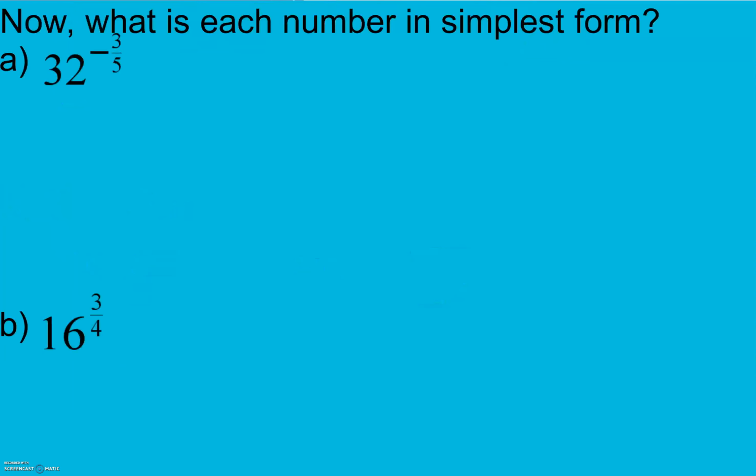Feel free to pause here and give these a try first if you'd like. First thing I'm going to do is get rid of that negative exponent. I'm going to move it to the denominator. This is going to give me 32 to the positive 3/5 power. So again, to get rid of my negative, I take it to the opposite part of my fraction and make it positive. Now, this is really telling me that I have the 5th root of 32 to the 3rd power.